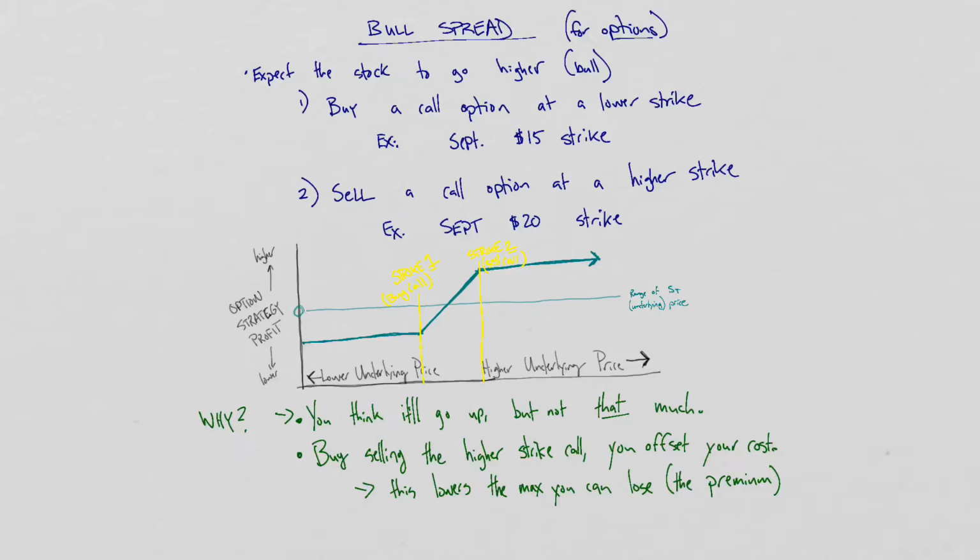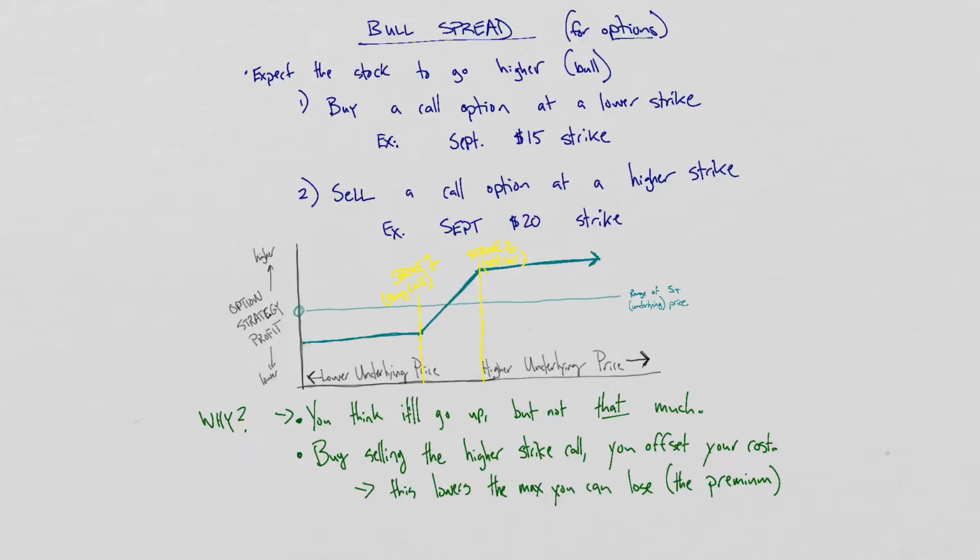And the way a bull spread works is that you buy a call option, just like you would if you were normally bullish on a stock and you wanted to trade speculatively. But you buy a call option at a lower strike price. Let's say it's a $15 strike expiring in September. But at the same time, you sell a call option on that same underlying and at the same expiration date, September. It's just that you sell the call option at a higher strike price. So I'm buying a call at 15, I'm selling a call at 20, it's the same underlying.